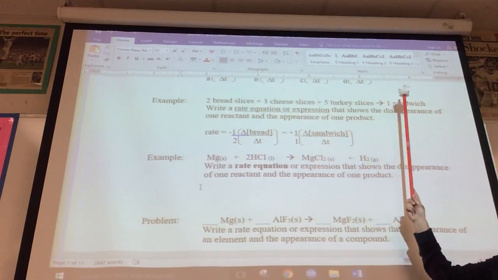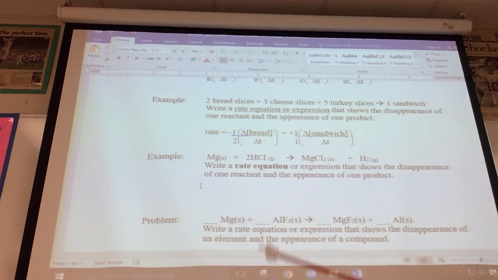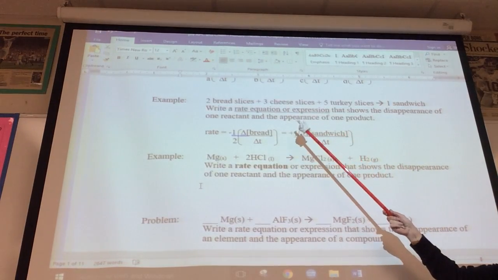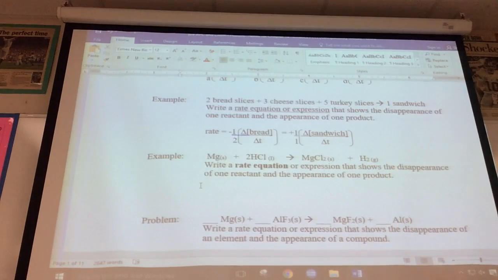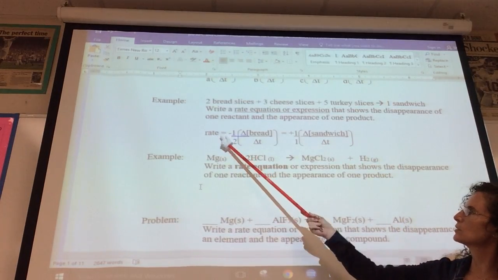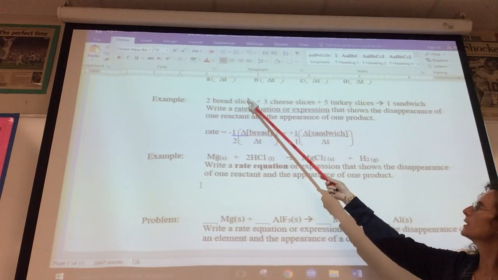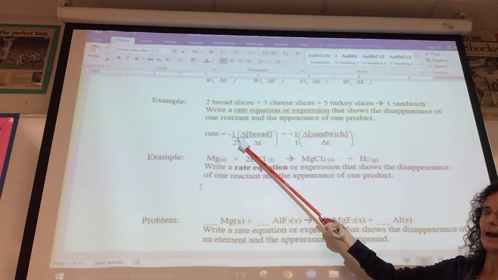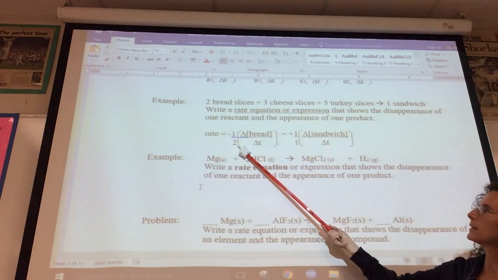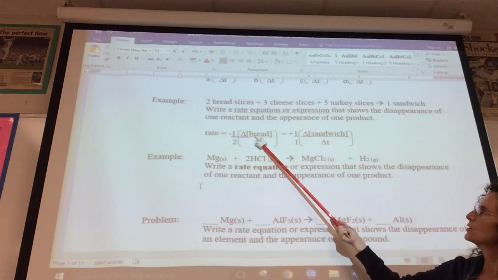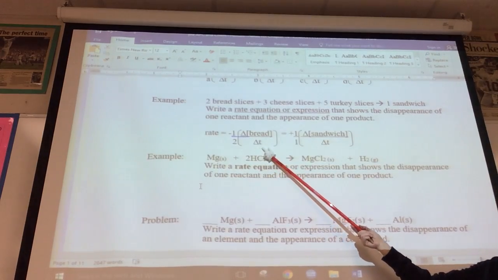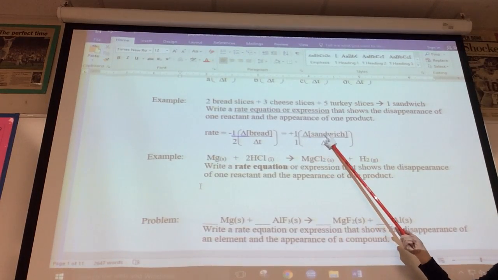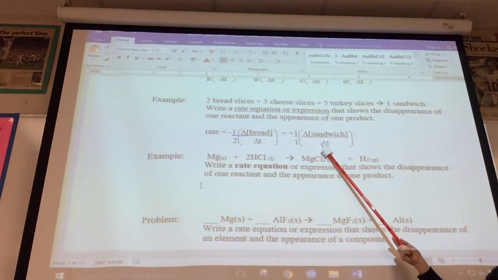Reactants get consumed, products get made. And you want to write a rate equation or expression that shows the disappearance of one reactant and the appearance of one product. So your rate equation starts with rate. Pick whichever reactant you want. I just picked the first one. -1 for reactant over the coefficient, change in concentration of reactant over the change in time. Here's the product, +1 over the coefficient, change in concentration over the change in time.